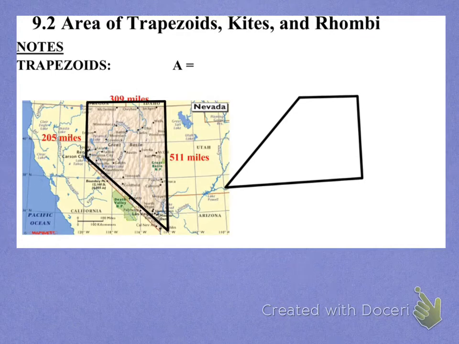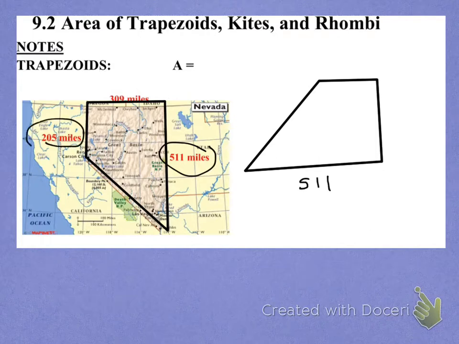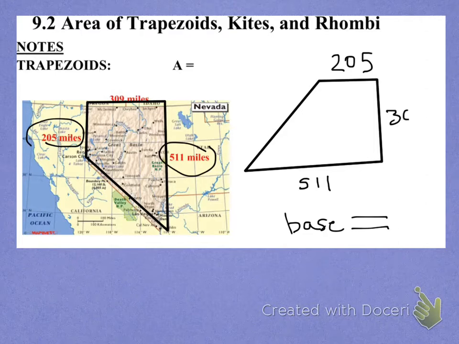I had a base of 511. So I'm going to put that 511 back here. I had another base of 205. Remember, my bases are the parallel lines, right? So your bases are your two lines that are parallel. Obviously, this 309 at the top and the one below it, right down here, are not parallel. So that's how you know those aren't your bases, okay?